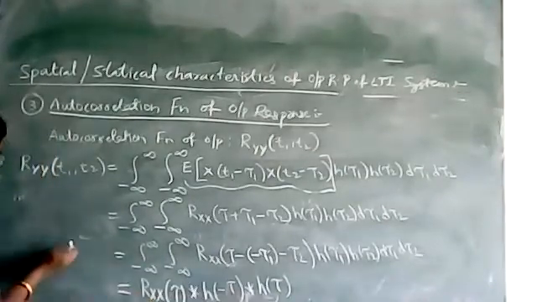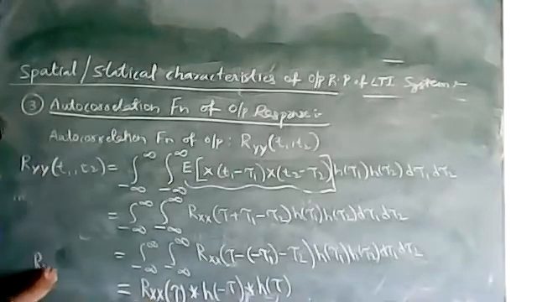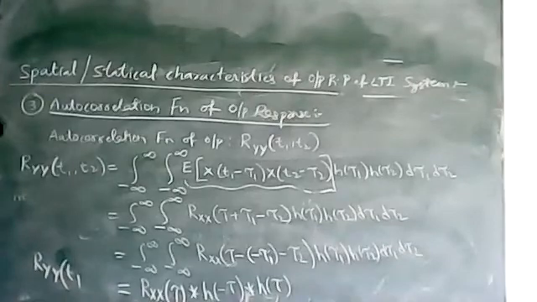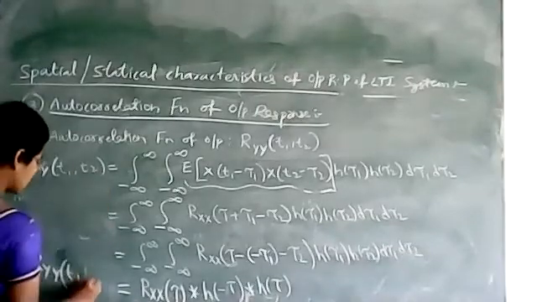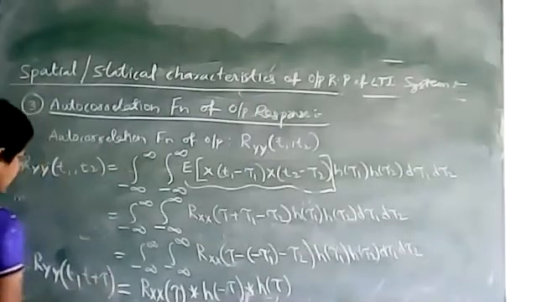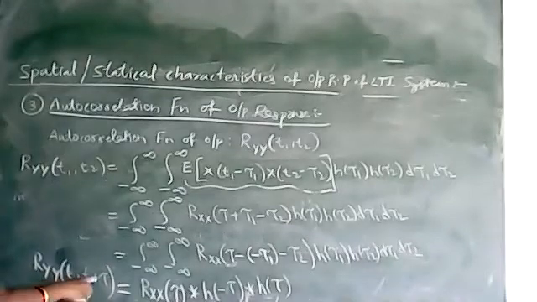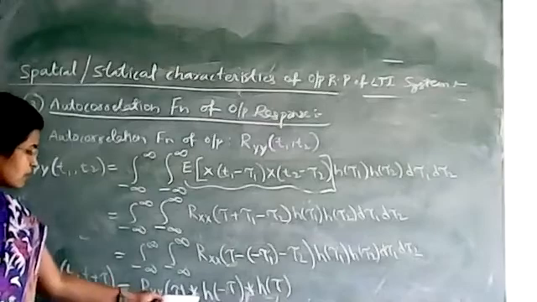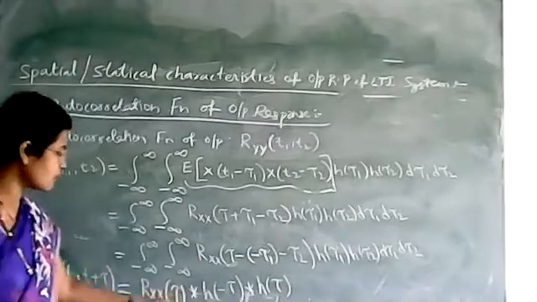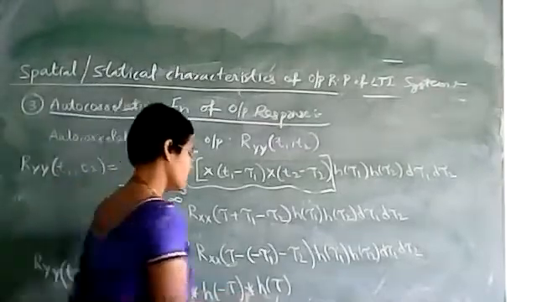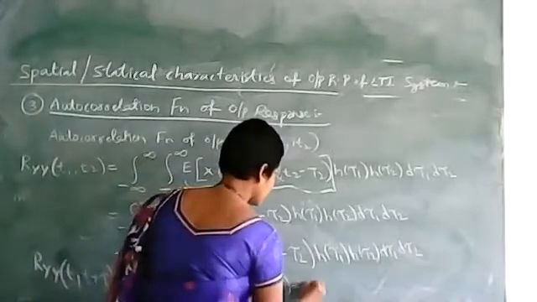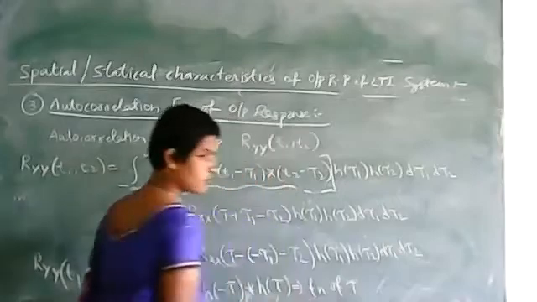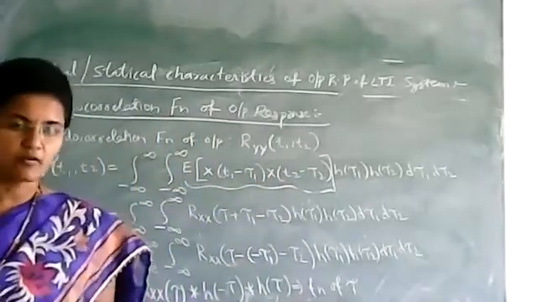Now if you observe this, we have taken t1 as t and t2 as t plus tau. So R_yy of t comma t plus tau is R_xx of tau convolution h of minus tau convolution h of tau. So it is a function of tau only. It is independent of t.